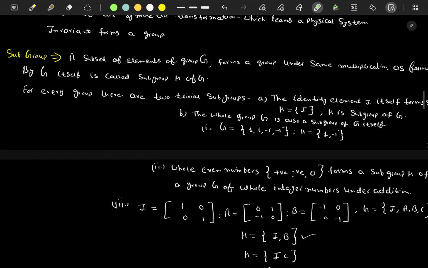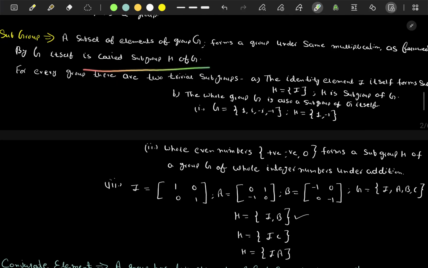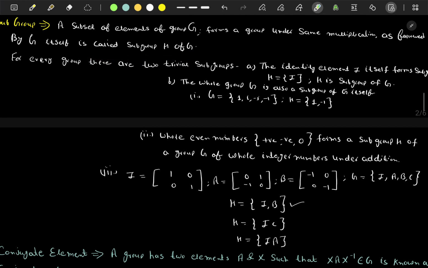Now what is a subgroup? A subset of elements of G, it is called, what is a subset? A subset is simply some or one element of the group G that forms a group under the same multiplication as followed by G itself, and is called a subgroup H of G. In the examples, we will get a clearer idea about this.